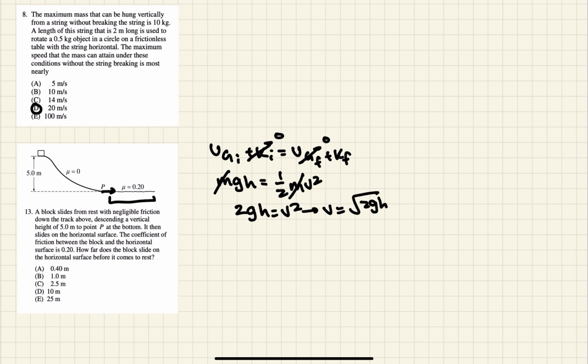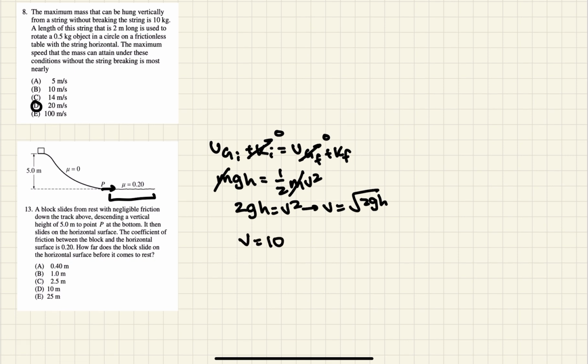That means you can just plug it in. I'm going to plug in 10 for g, and it says 5 for h, so 2 times 10 times 5 is 100, so that means v is equal to 10 meters per second. Very nice numbers here. We don't even need a calculator.